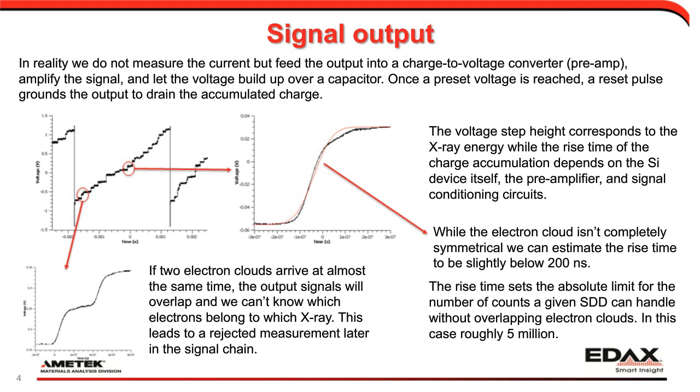But here we have the first ultimate limitation of the technology. How fast can we sweep the electrons into the anode, and that will give us the ultimate limit for our acquisition.